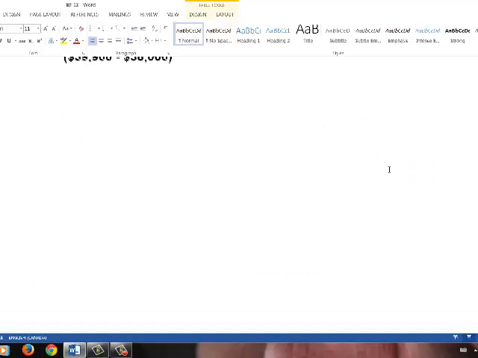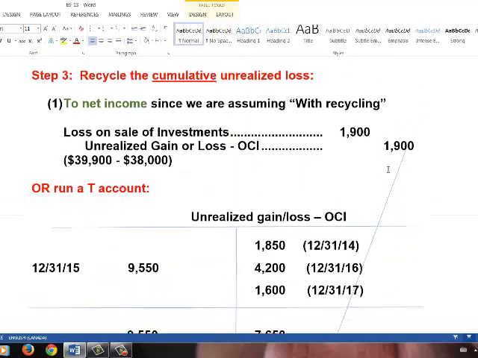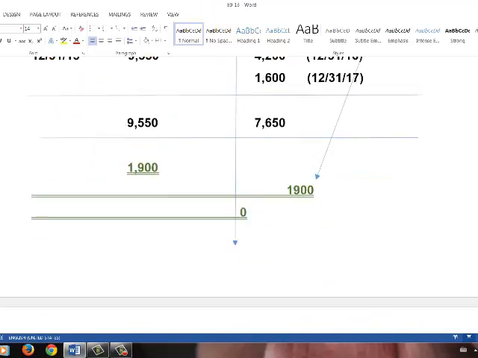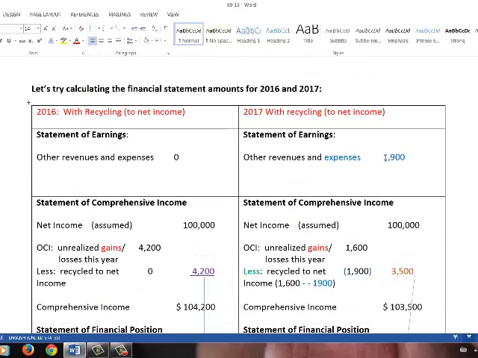Again, if you're not certain, you can go back right here to where we did it, and that loss was in your step 3. That might be something you didn't realize. That loss and how it gets into income is by what you do in step 3. So whatever you do in step 3 is what you should have in your statement of earnings if it's with recycling.